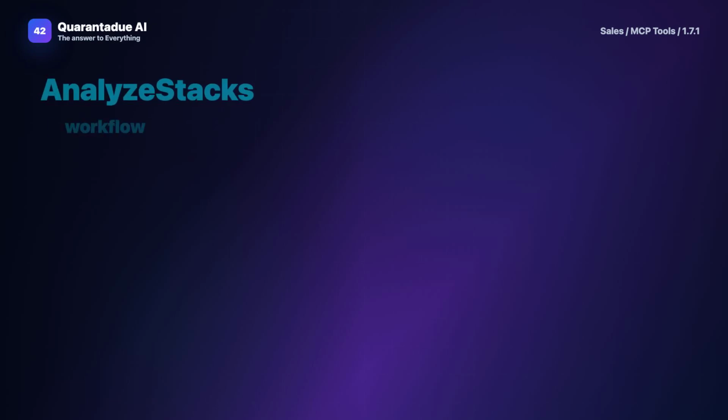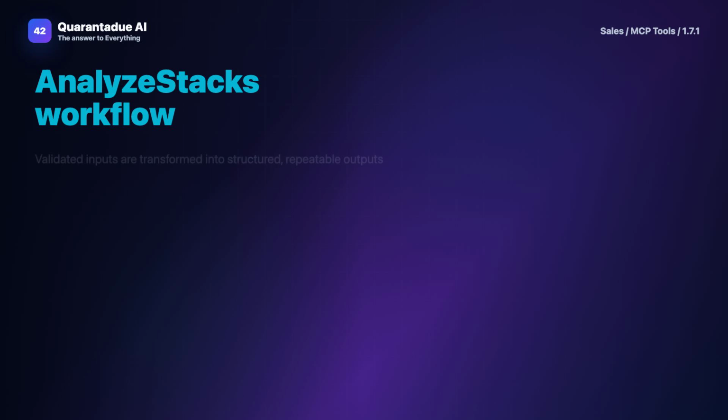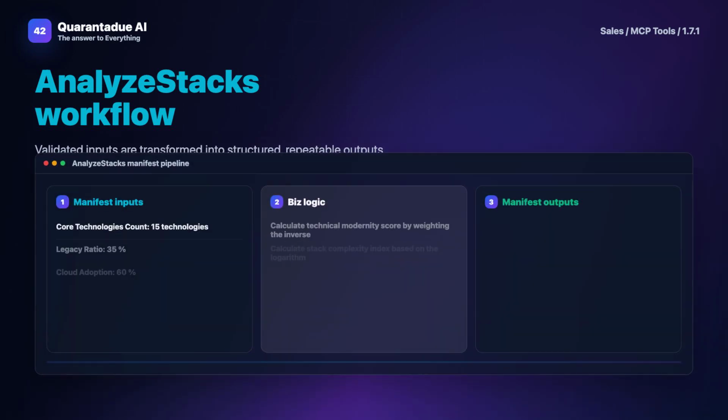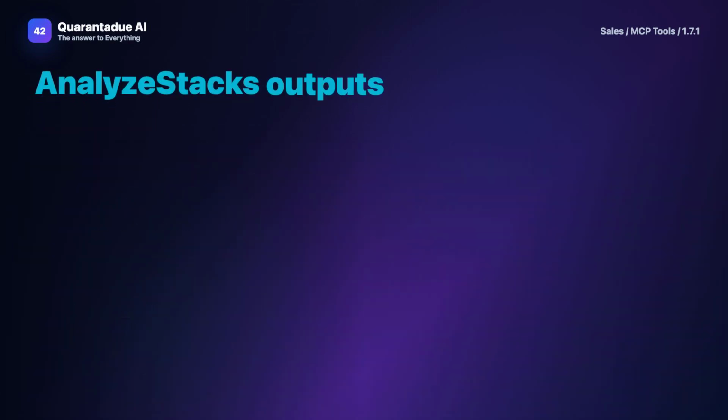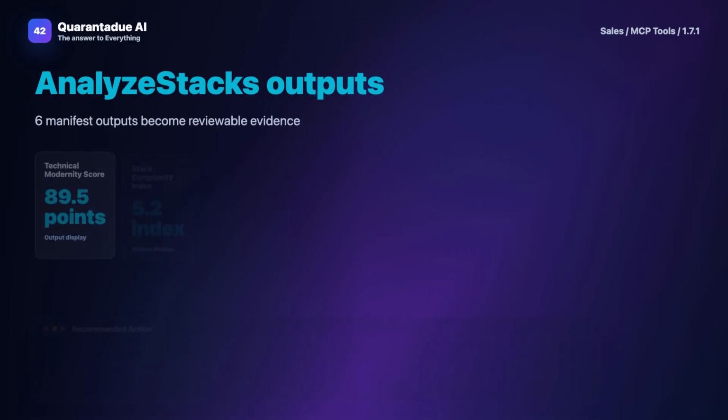The workflow then applies Calculate Technical Modernity Score by weighting the inverse of legacy ratio, cloud adoption percentage, container usage percentage, and security tier factor. Calculate Stack Complexity Index based on the logarithm of core technology count, linear scaling of integration count, and penalty for support model. Assess migration ease category by evaluating modernity score, complexity index, and cloud adoption percentage, and estimate support overhead multiplier based on core technology count, legacy ratio, and support model.